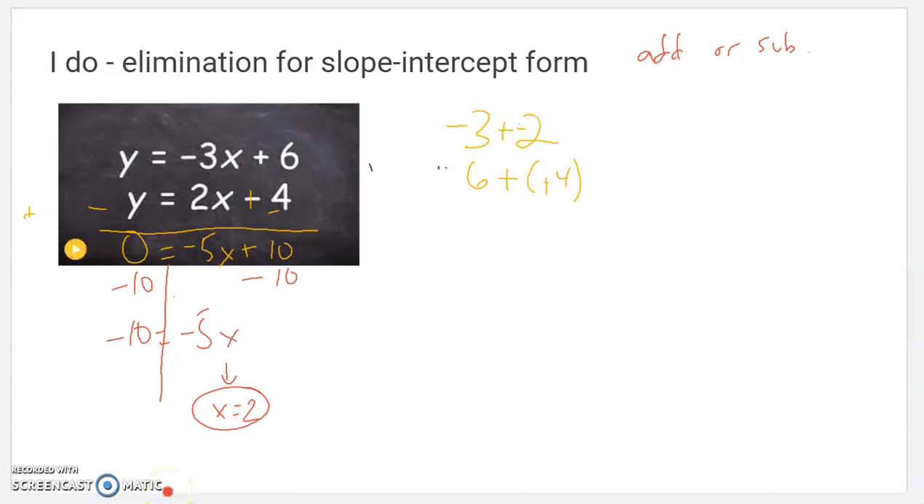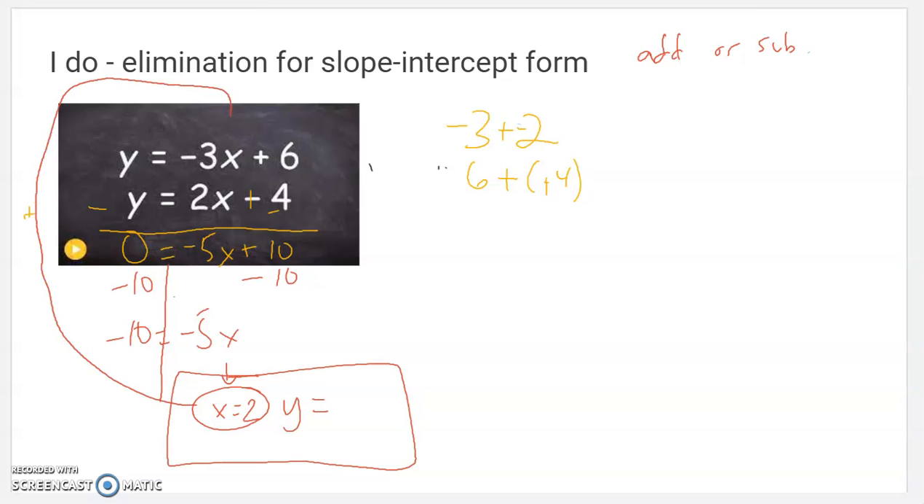Once I know x, now I've got to go back and find y. To have the full solution, I need to know what x equals, and I need to know what y equals to be done. That would be a full solution. So what I do is I go back to either original equation, it does not matter which one, and put x back into that equation and use it to figure out y. So once I do that, I've got y equals negative 3 times 2, no longer x, because I know it, plus 6.